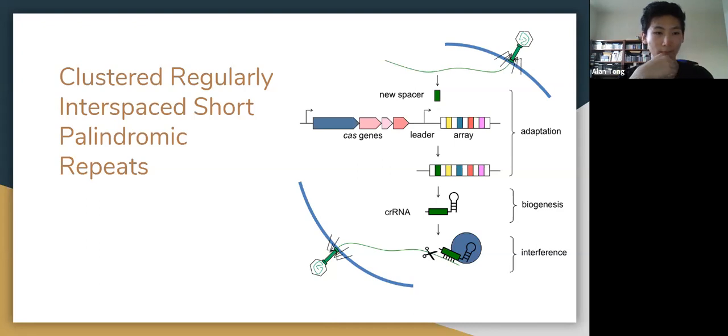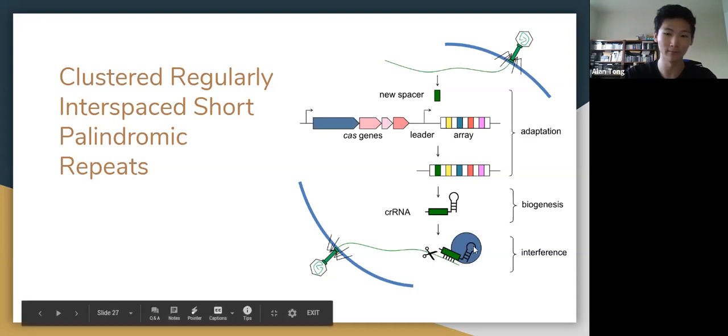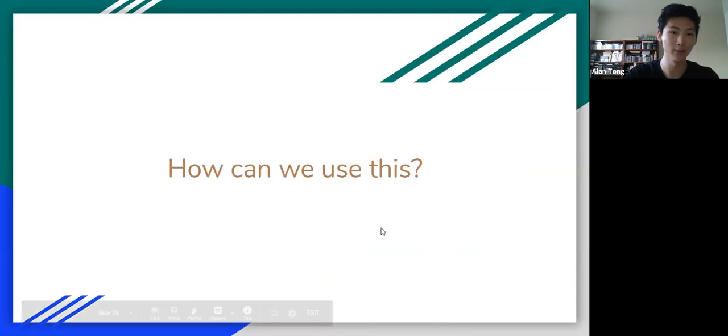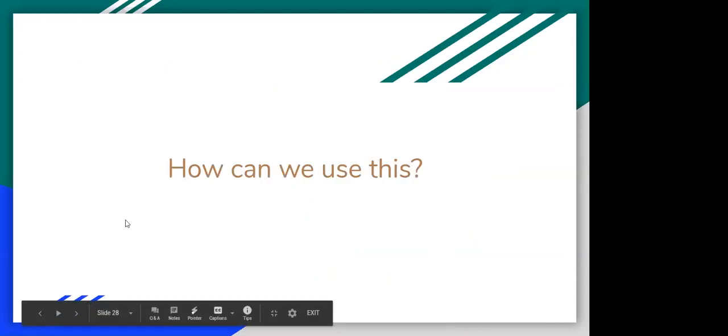I'll give you guys a hint. I'll guide your attention to the RNA portion of it. The RNA is what's locating that sequence of DNA to cut it up. How would you use that to your advantage? Can we give it any RNA we want so it can cut whatever we want?